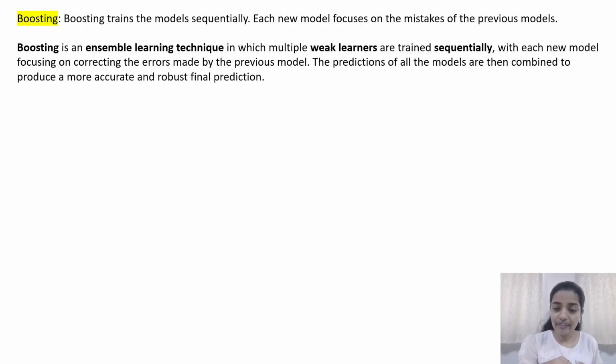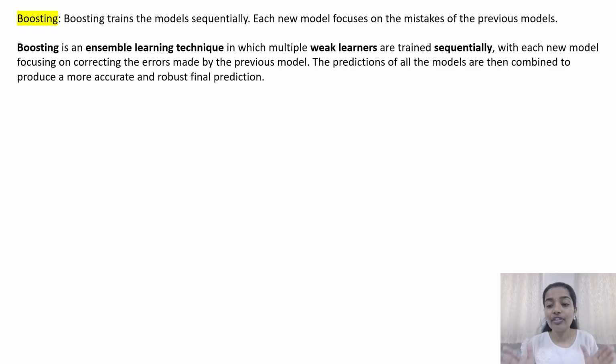Then whatever error is made by the second model, the third model will try to correct the error of the previous model. So they are dependent on each other. It is sequential, one after the other. If we have 10 models, we will sequentially begin. The first model will complete, then the second model will try to correct the errors made by the first model.